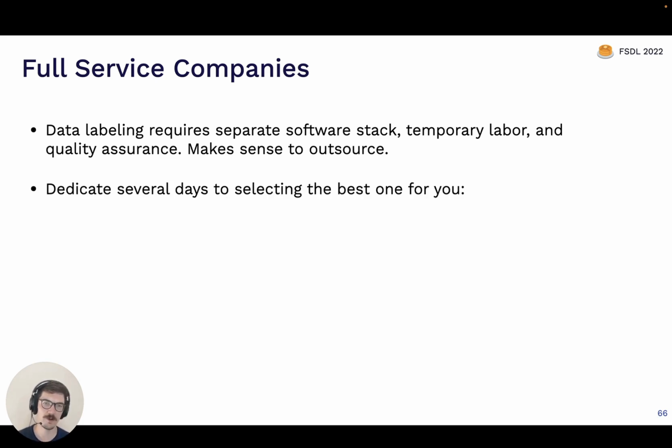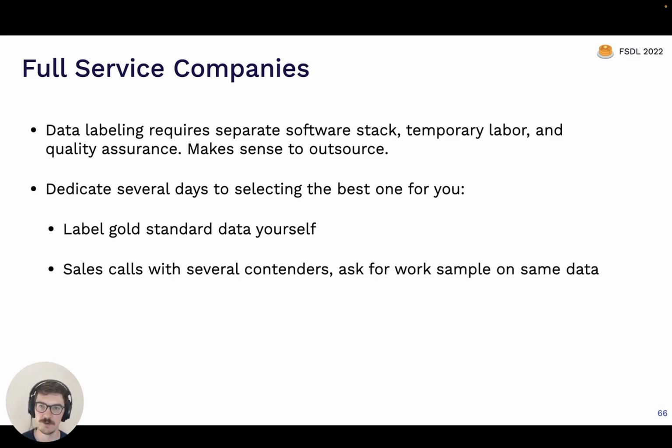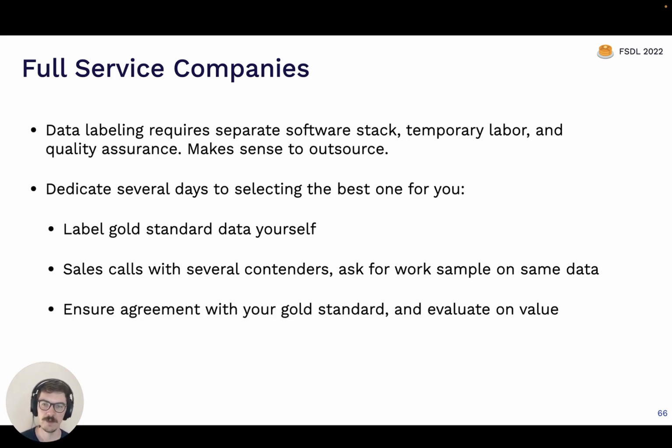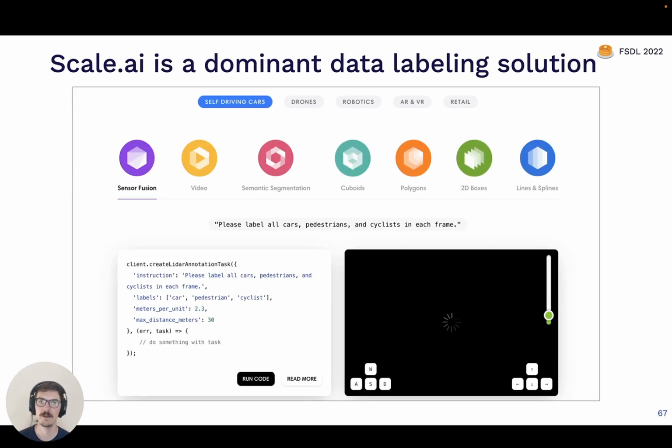So how do you pick one? You should at first label some data yourself to make sure that you understand the task and you have a gold standard that you can evaluate companies on. Then you should probably take calls with several of the companies, or just try them out if they let you try it out online. Get a work sample, and then look at how the work sample agrees with your own gold standard, and then see how the price of the annotation compares.